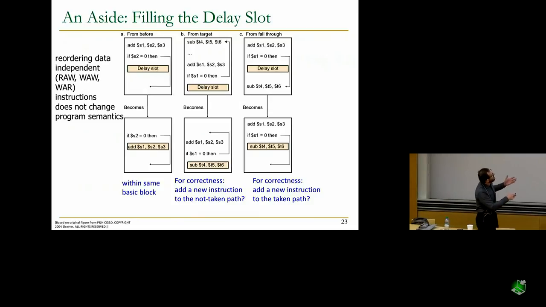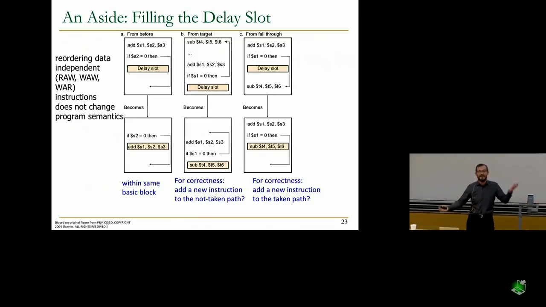Okay, and this is a similar issue over here. This is the branch over here. You have a delay slot over here. Basically, you're filling it from the not taken path, which means that you need to add a new instruction to the taken path if the branch is taken, right? That's the idea. You need to compensate for what you've done. If the branch goes this way, you fill the delay slot, but what if the branch goes that way? In that case, you actually need to compensate for what you did.